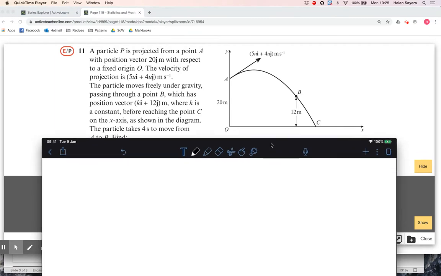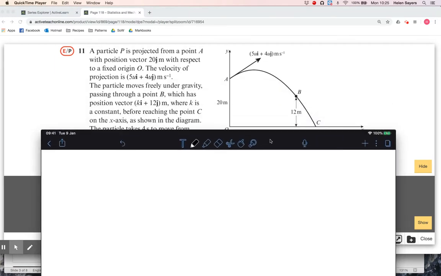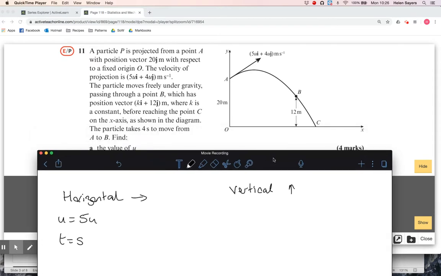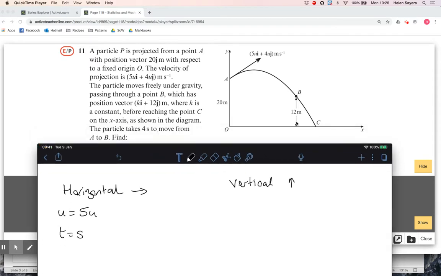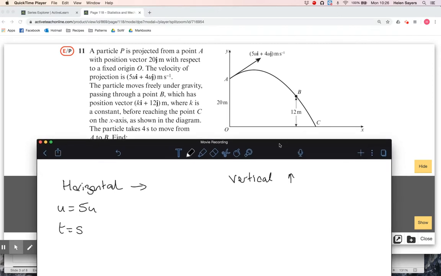So let's think about the horizontal. Right is positive, and for the vertical motion, up is positive. Horizontally, I've got an initial velocity of 5u to the right, and it takes 4 seconds. I don't think I know anything else horizontally. I might have missed something, so we might need to come back to that, but I'm not told how far it gets. It would be a much easier question if I was.